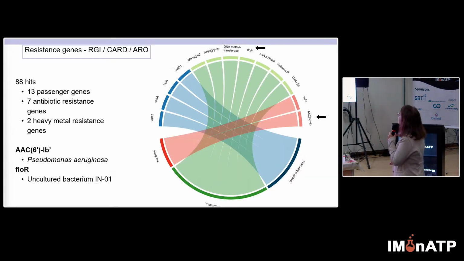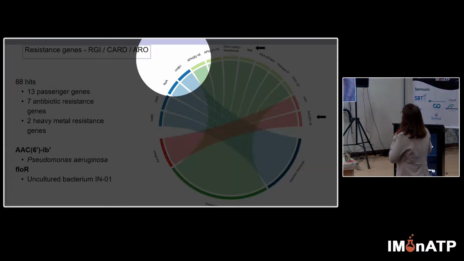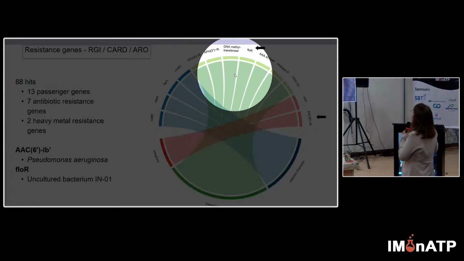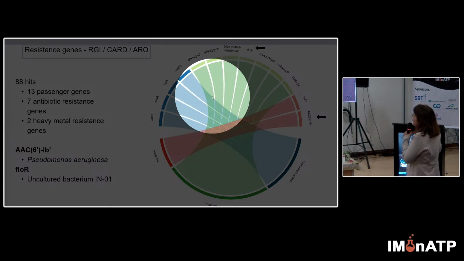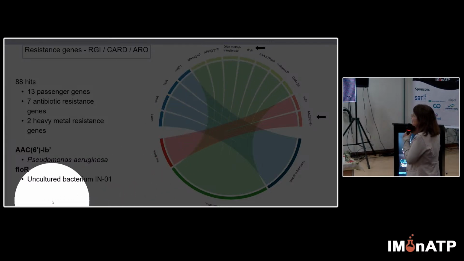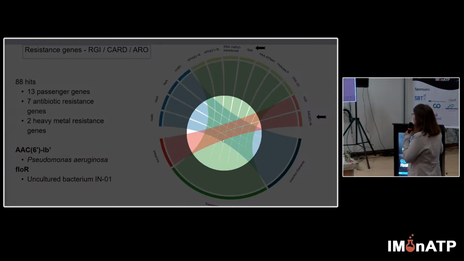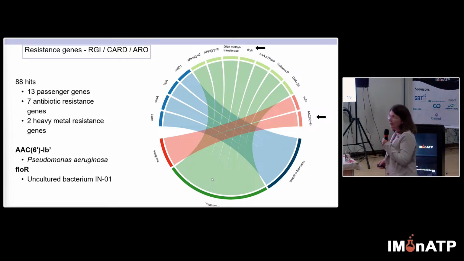The floor one, it's not working. The floor one is transmitted by a transposon. And then the floor one came from an uncultured bacteria that we have no idea which bacteria is, but it came from a transposon. And then all the 3 new genes came from transposons or integrons.